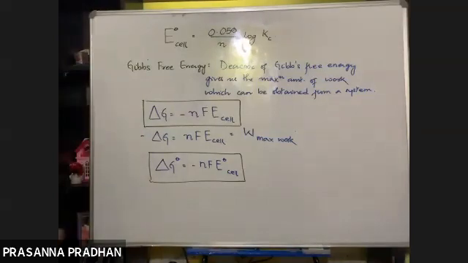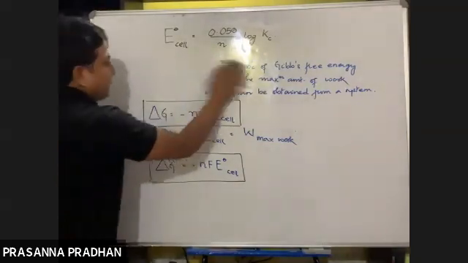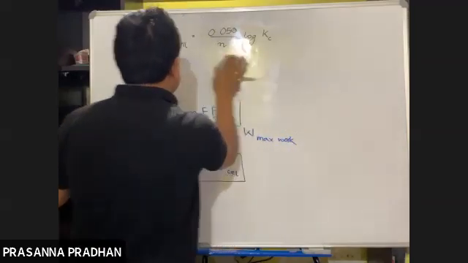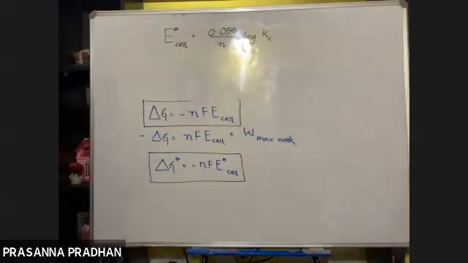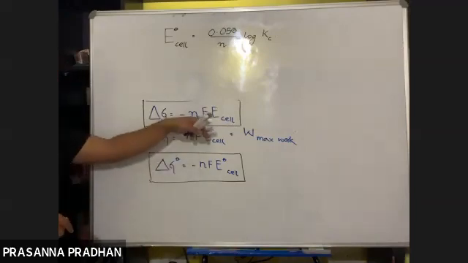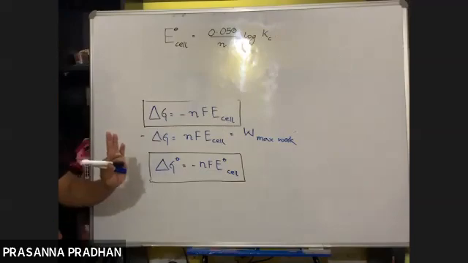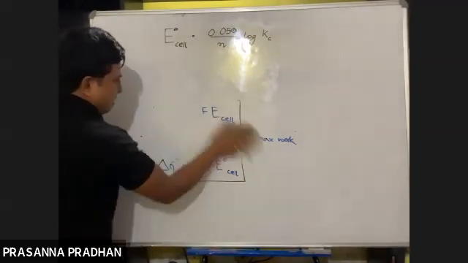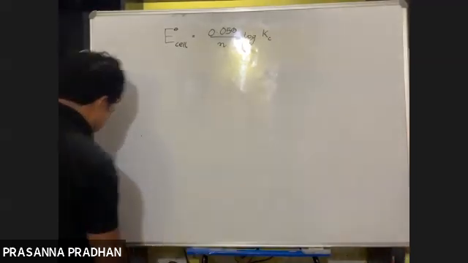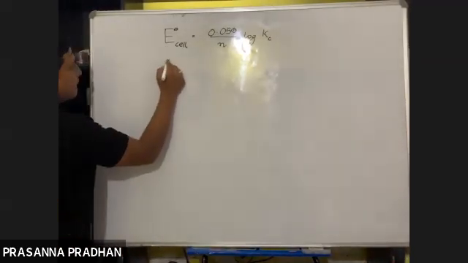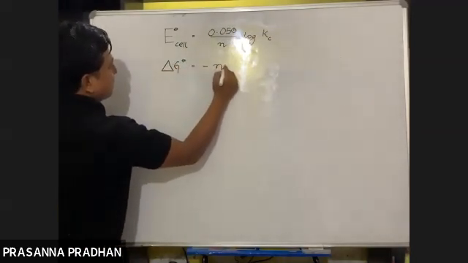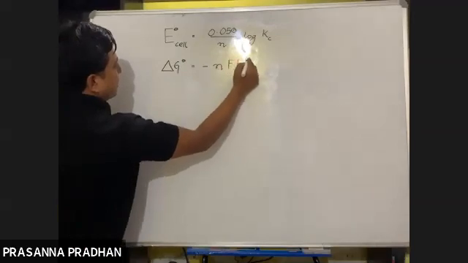So there is a difference between delta G and delta G naught. Most of the time we will be asked to calculate delta G naught, but delta G and delta G naught are not the same. Delta G means your Gibbs free energy change, and delta G naught means your Gibbs free energy change under standard condition. The formula will have E cell here, E naught cell there. Let me once more rewrite the formula here. Delta G naught equals minus nF E naught cell.